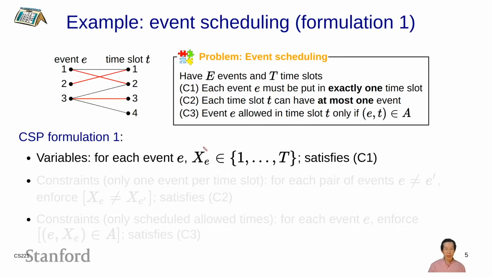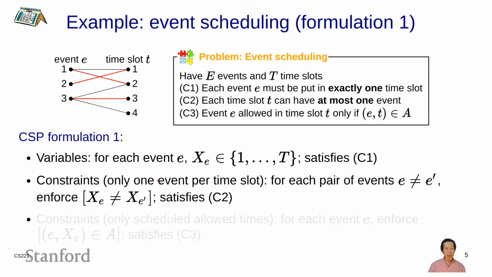So what about C2? Now I have to do something for C2. Notice that C2 is in terms of time slots, but our variables are in terms of events. So if you remember from the LSAT puzzle, that means we implicitly have to define a factor that looks at all possible variables here.